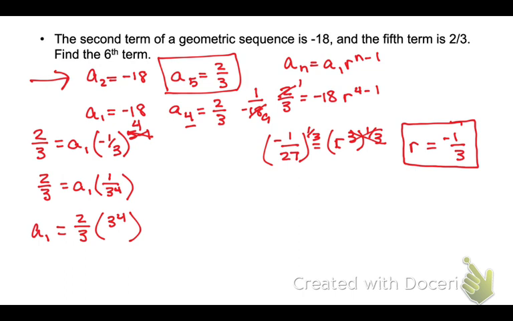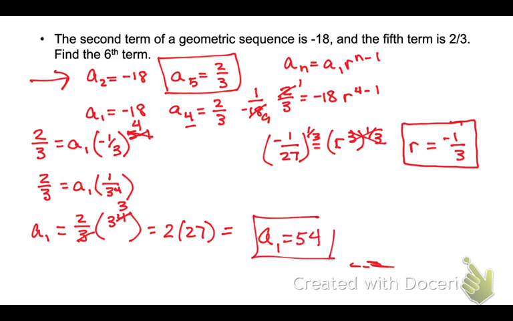Now let's see if we can do this without mass confusion again. I reciprocated the 1 over 3 to the 4th, so it's 3 to the 4th. So 3 reduces, and we already know 3 cubed is 27. So I need 2 times 27, which is 54. So 54 is a sub 1.